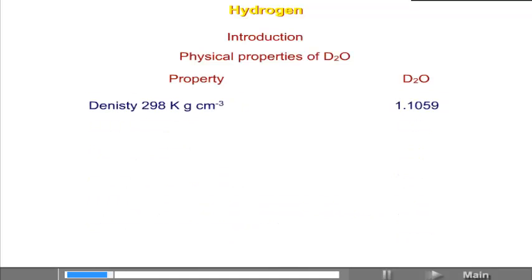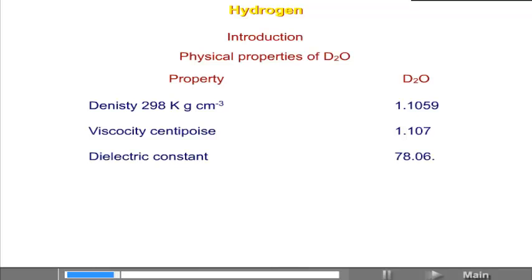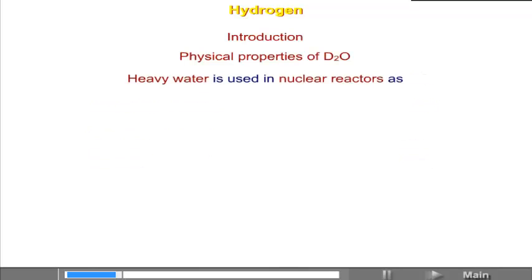284.2. Density at 298 Kelvin in grams per centimeter cube is 1.1059. Viscosity in centipoise 1.107. Dielectric constant 78.06. Heavy water is used in nuclear reactors as moderator for neutrons.